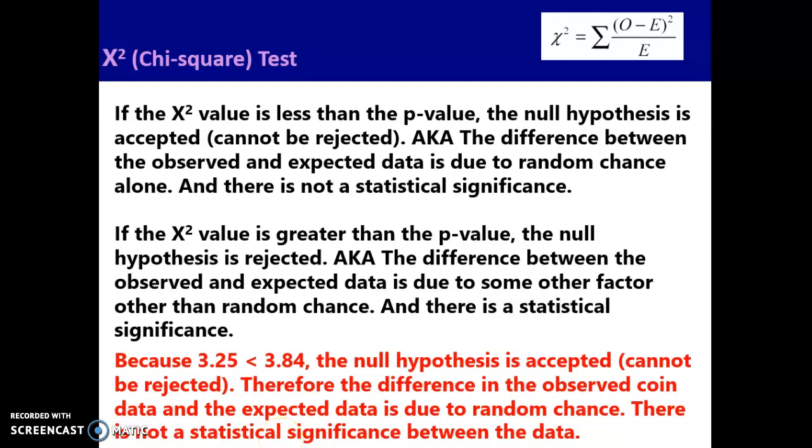Now, what if, on the other hand, we got really crazy numbers, like 30 heads and 70 tails? Those numbers seem a little bit off, right? So we would expect that our chi-square value, the number that we calculate, would be higher than our p-value. That tells us that our coin flip experiment, our observed data, was not close enough to our expected. So there was something going on with that coin.